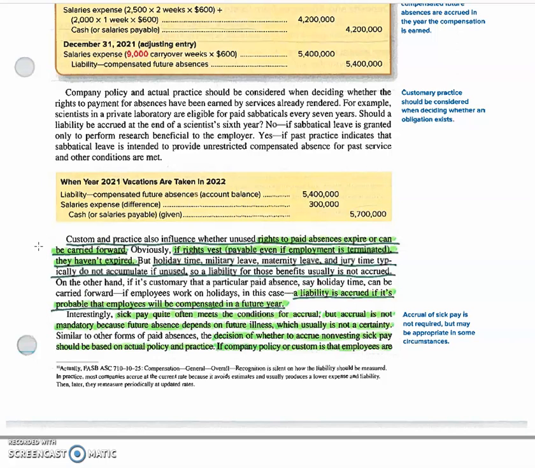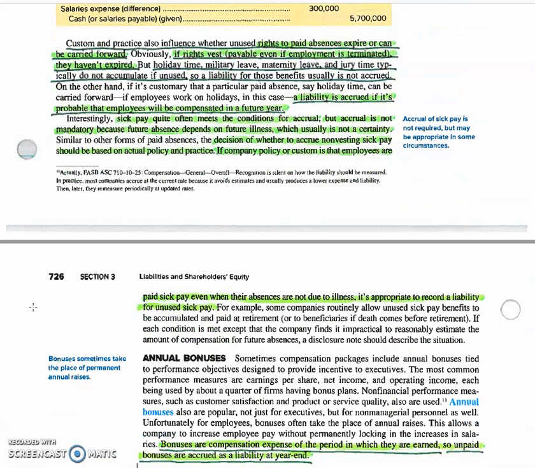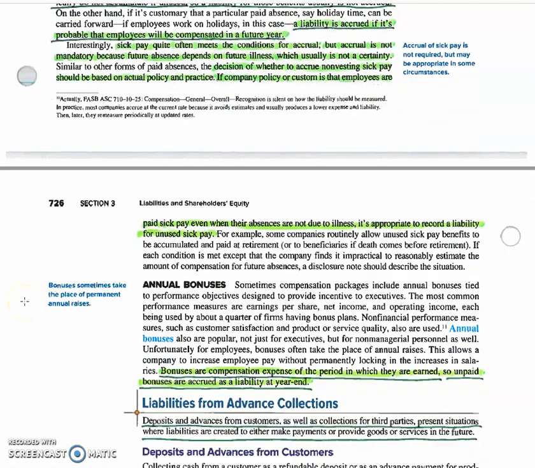On the other hand, if it's customary that a particular paid absence, say holiday time, can be carried forward, if employees work on a holiday, in this case, a liability is accrued if it's probable that employees will be compensated in the future. Interestingly, sick leave quite often meets the conditions for accrual, but accrual is not mandatory because future absence depends on future illness, which usually is not a certainty. So there we get into some of the intricacies there. I'm not going to get into any more detail on it than that.